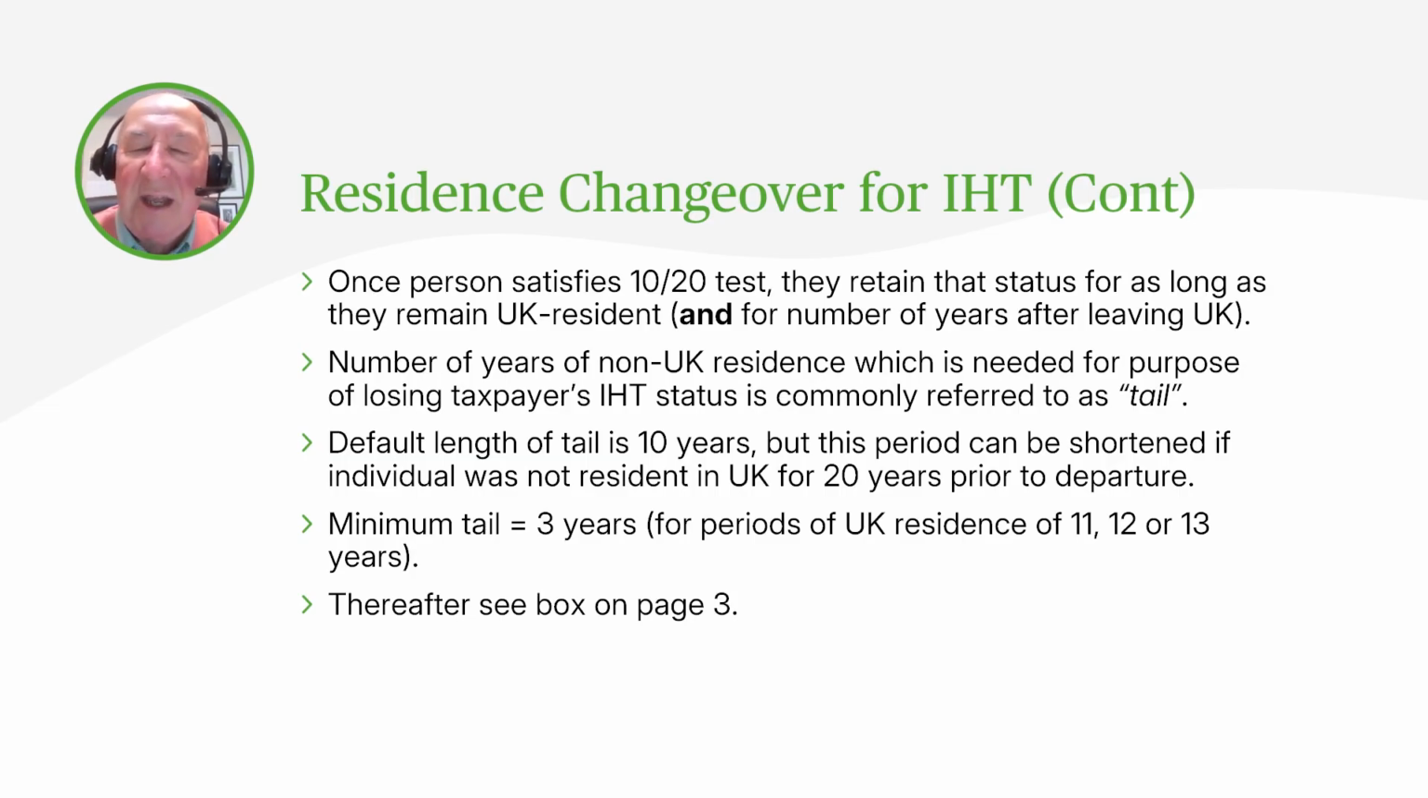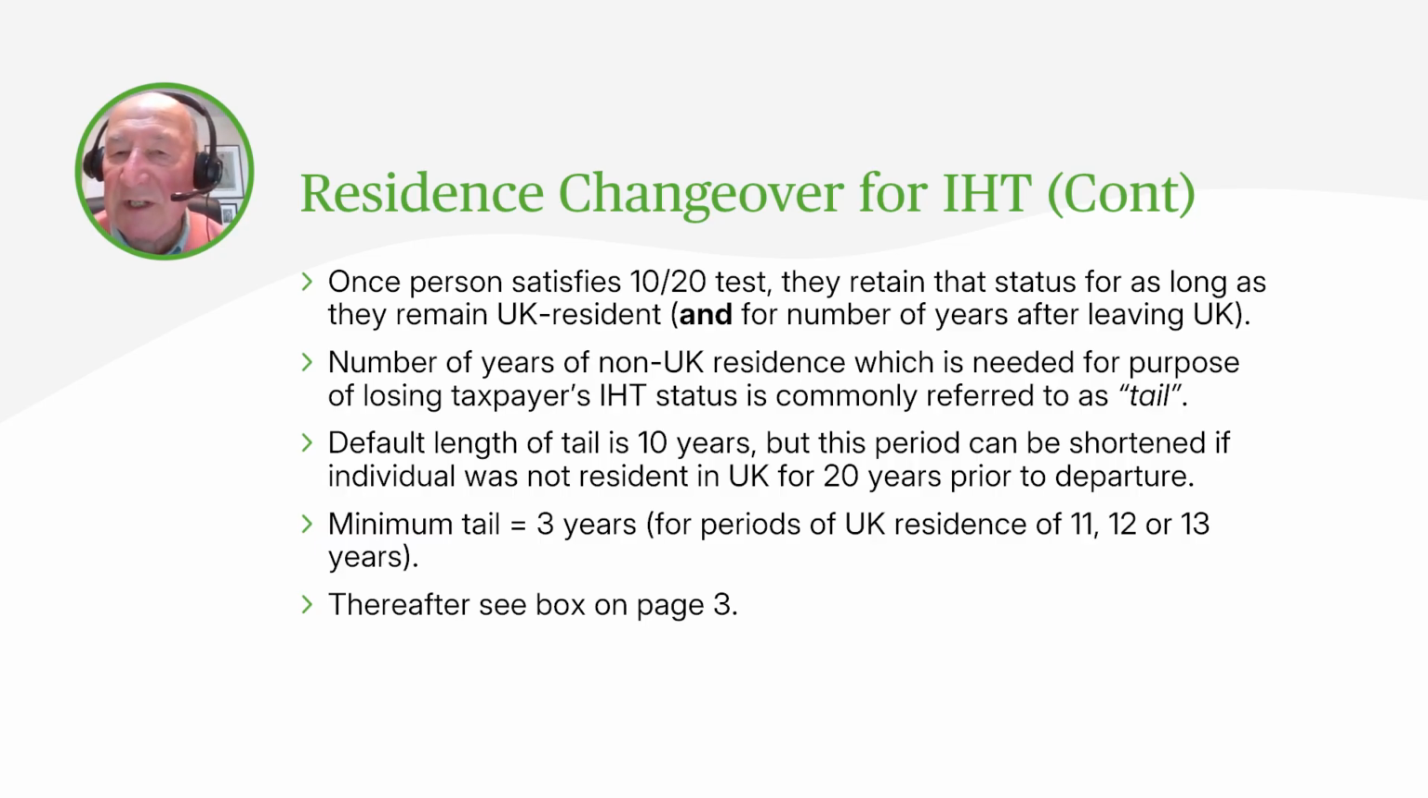And the key point to remember is that once someone has satisfied what I've called that 10 out of 20 test, they retain that status for as long as they remain UK resident and also for a further number of years even after they leave the UK. Those further number of years are commonly referred to in the jargon as someone's tail. The default length of a tail is 10 years, but it can sometimes be shortened if the person has been resident in the UK for the full 20 years prior to their departure.